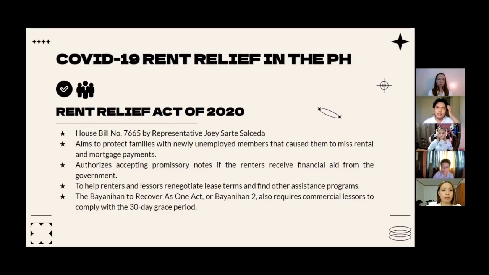This is also an act to help renters and lessors, as I've said, renegotiate lease terms and find other assistance programs from the Department of Human Settlements and Urban Development, which has set up rental assistance centers. And lastly, the Bayanihan to Recover as One Act, or the Bayanihan 2, also requires commercial lessors to comply with a 30-day grace period. Next slide, please.